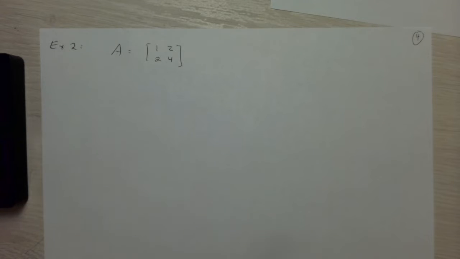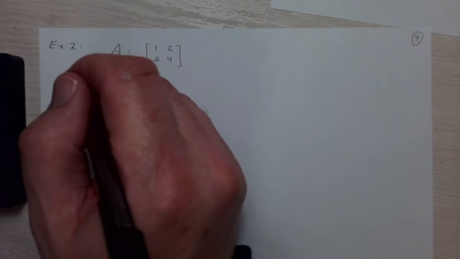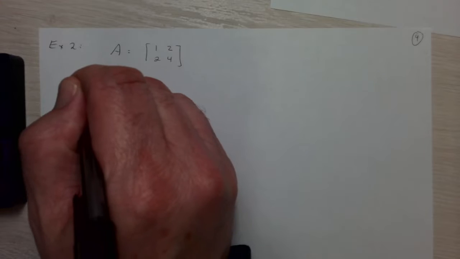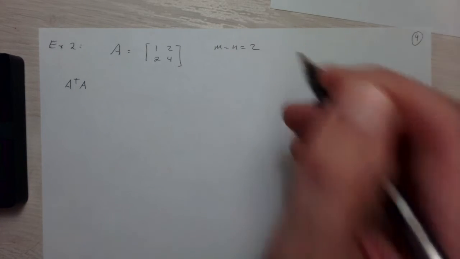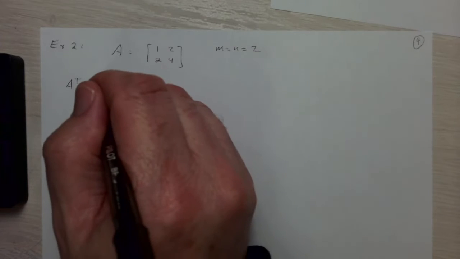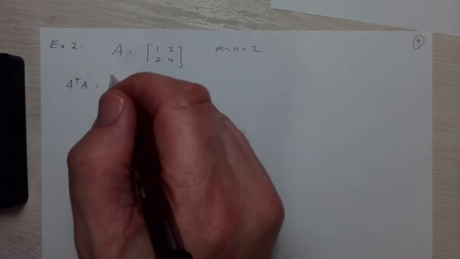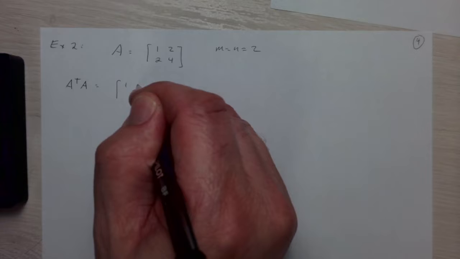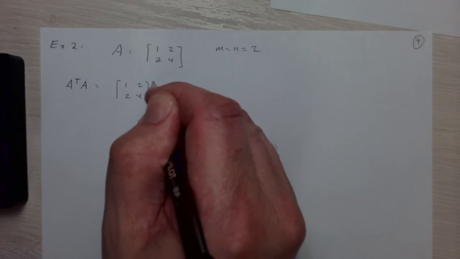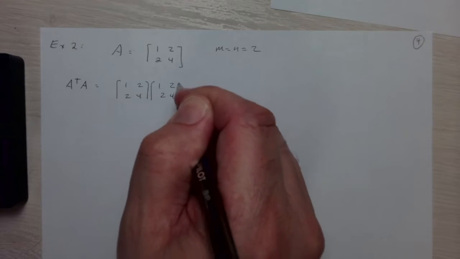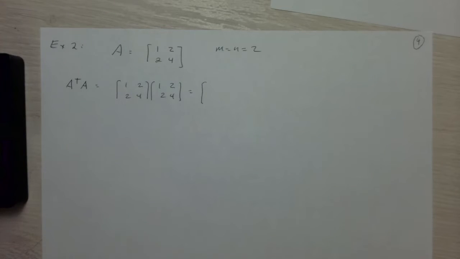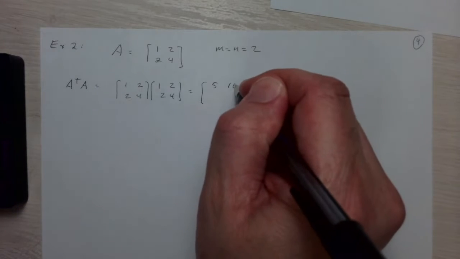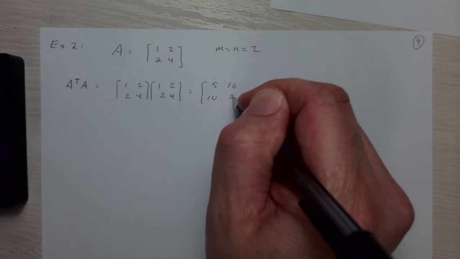So let's find the pseudo-inverse again. Let's start with computing A transpose A. We can see in this case m and n are both equal to 2. So this is actually symmetric, so A transpose and A are equal to each other. That won't always be the case, and this turns out to be 5, 10, and 10, 20.